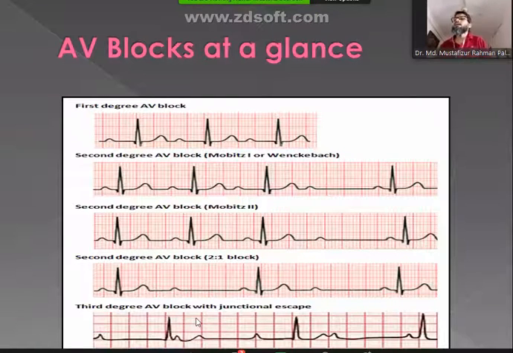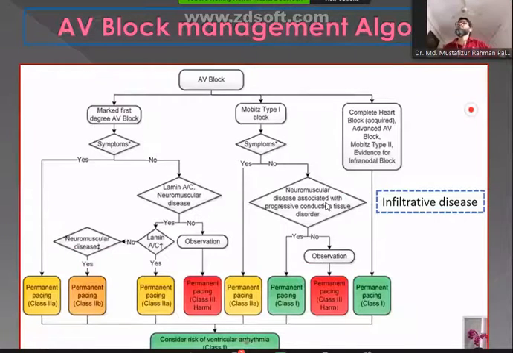And at a glance, the heart blocks: in the first degree, there is prolongation of the PR interval. Second degree type 1, gradual prolongation followed by a drop. Second degree type 2, that is the PR interval is constant and one P wave is non-conducted. Two-to-one block is when every alternate P wave is blocked. And in third degree heart block, a lot of P waves are not associated with QRS complexes, and with fewer QRS complexes, the rate is very low. So this is the AV block at a glance.